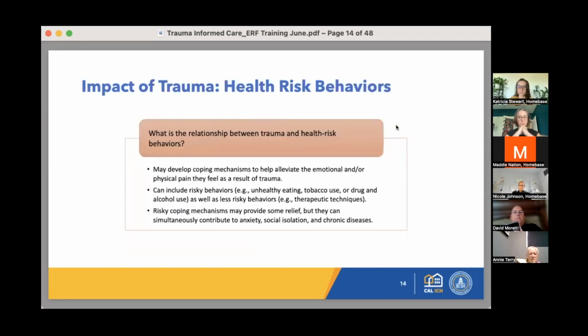So what is the relationship between trauma and these health risk behaviors? Some folks may develop coping mechanisms to help alleviate the emotional or physical pain they feel as a result of trauma, which is part of what can lead to some of these behaviors. That can include some risky behaviors as well as less risky behaviors. Like some folks experience trauma and they end up finding healthy coping mechanisms too. Risky coping mechanisms may provide some relief, but they can simultaneously contribute to anxiety, social isolation, and chronic diseases.